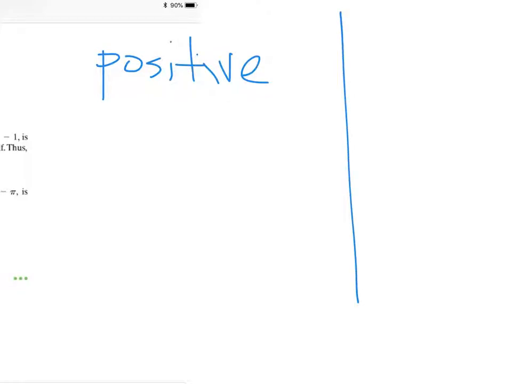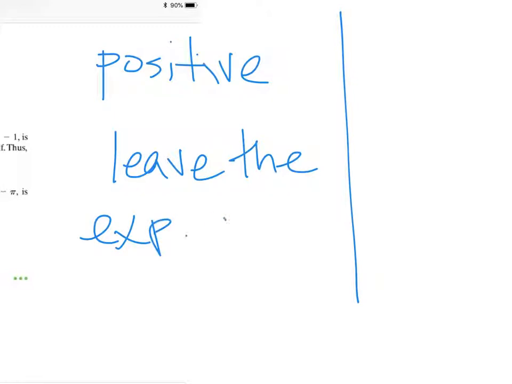If the value inside of the absolute value bars is positive, then you're just going to remove the bars and leave the expression as is. So don't do anything to it.